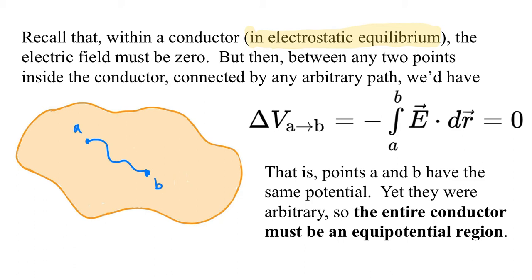But if the electric field is zero, then between any two points in the conductor, connected by any arbitrary path, we would have a change in voltage, delta V, going from A to B, which is always minus the integral from A to B of E dot dr. But E is zero, so the integral would be zero. That is, points A and B have the same potential. Yet they were arbitrary, so the entire conductor must be an equipotential region. This entire place is an equipotential surface. It's not really a surface, it's a region. It's a whole zone that has the same potential.